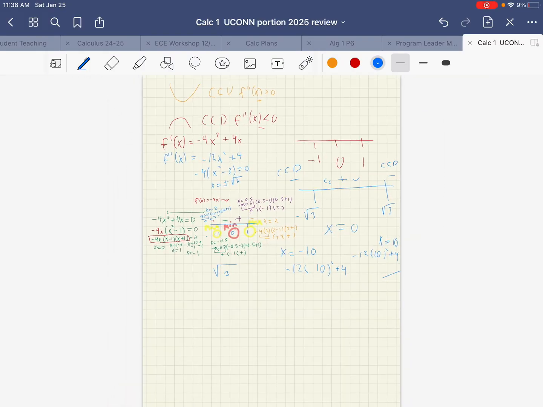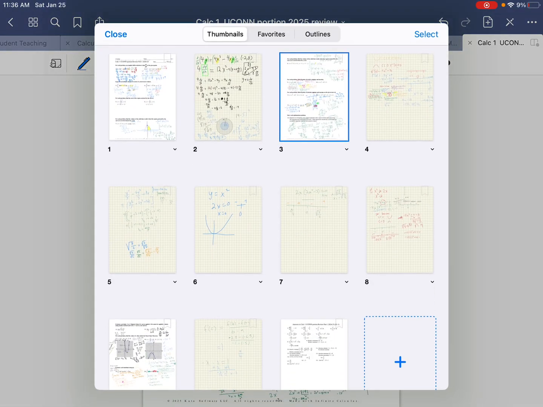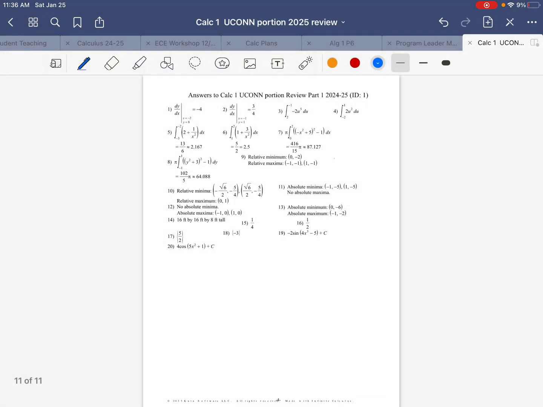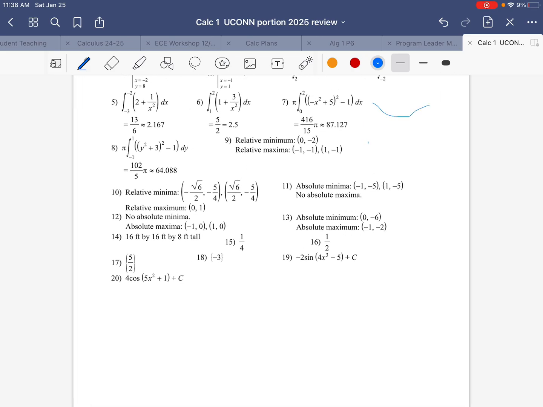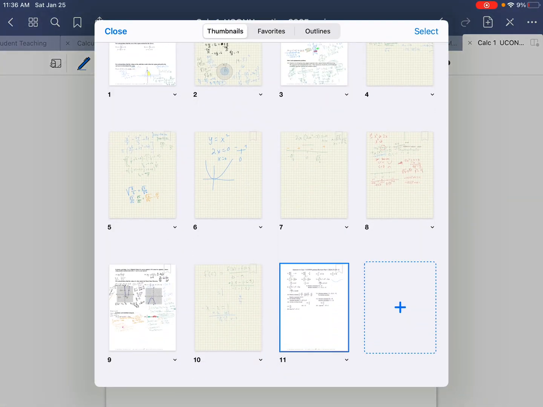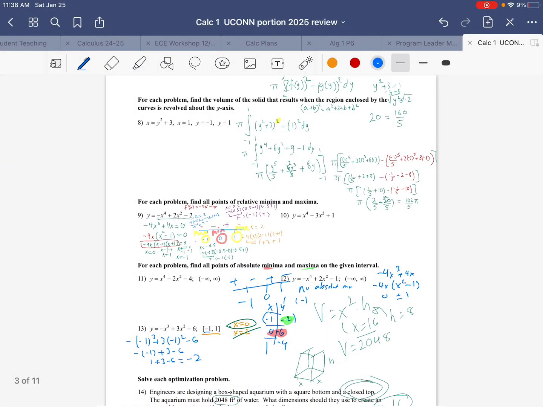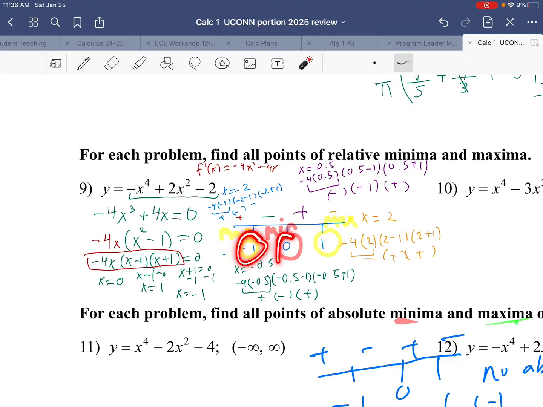All right, I need to see the next one. Sorry, I just got to go to this one here. Actually, let's see how we did for this part. Yeah, so we're talking about the max. The minimum was going to be at 0. Oh, and they were looking for the actual point. Remember, if we're looking for the actual point on here, you would need to take these x values of -1, 0, and 1, and plug them into here.